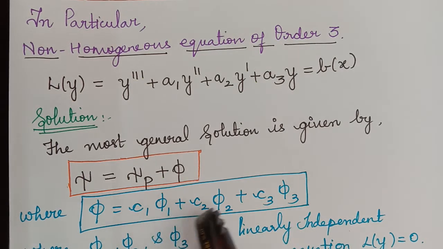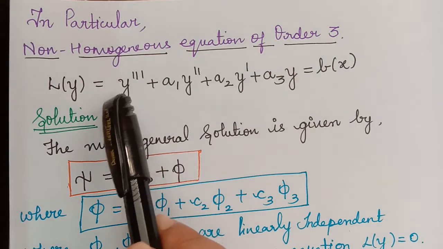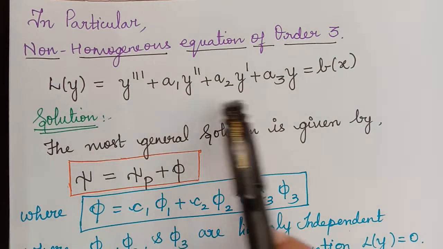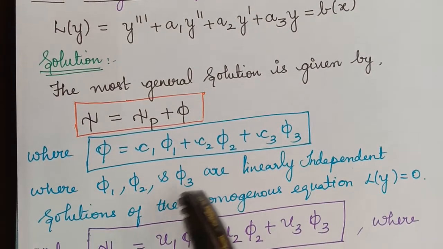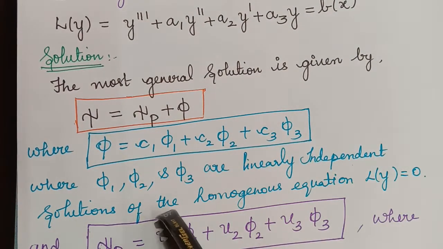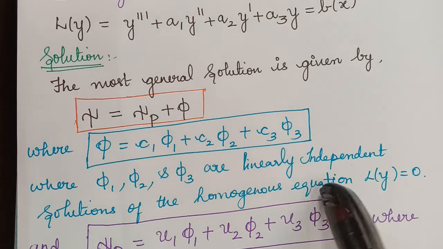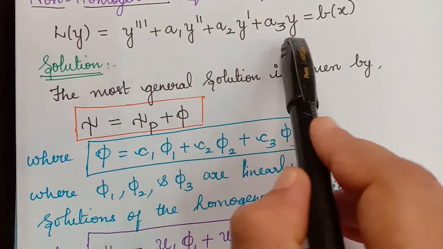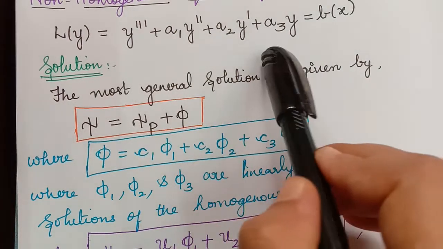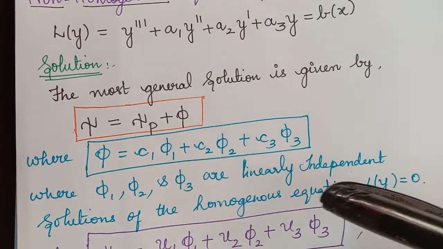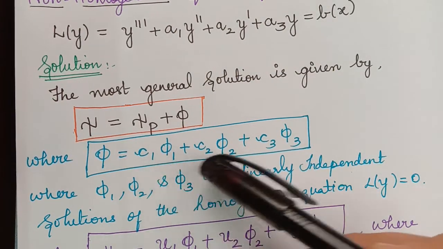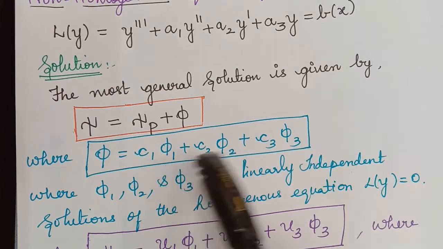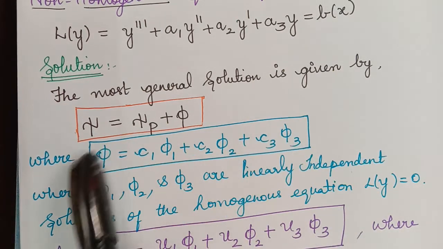We have three solutions here because it is an equation of order 3, where phi 1, phi 2, phi 3 are linearly independent solutions of the homogeneous equation L of y equal to 0. That is, we have to consider this equation to be equal to 0, and then we have to find these three solutions phi 1, phi 2 and phi 3 and substitute here and obtain the solution phi.